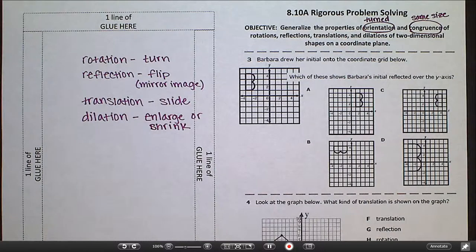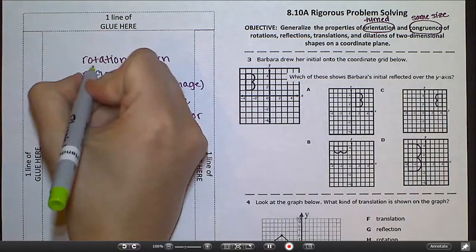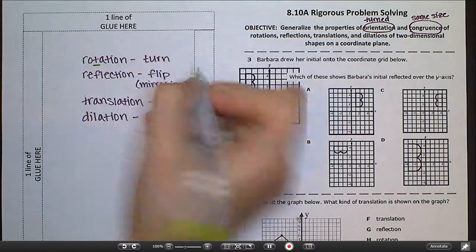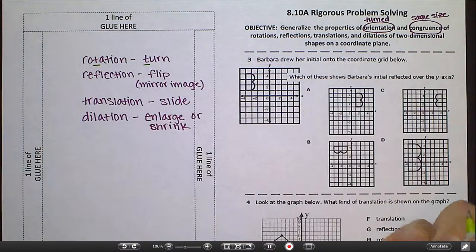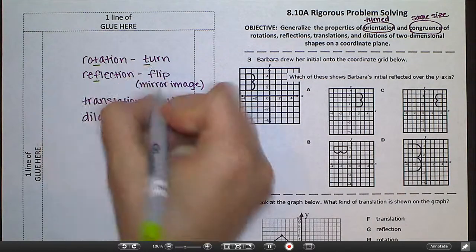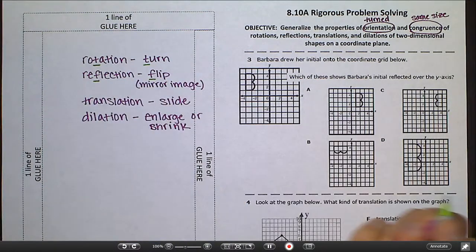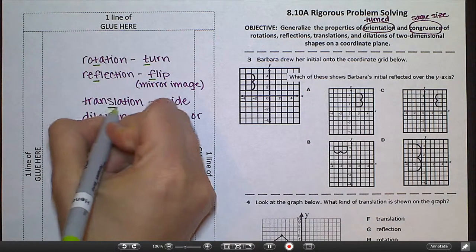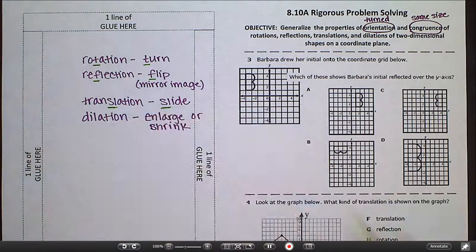So just a couple of little hints. I'm sure you've seen these before. But rotation, T for turn. Reflection, F for flip. Translation, SL for slide. And then we have to remember that a dilation is where an image either gets bigger or smaller. So let's start looking at some of these.